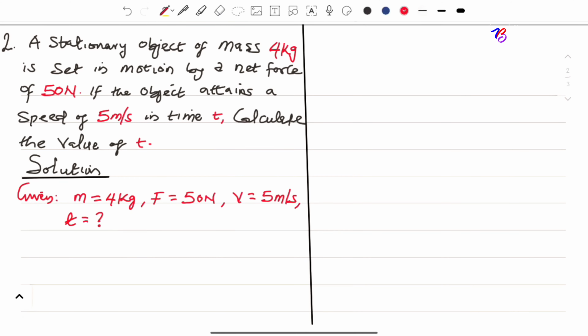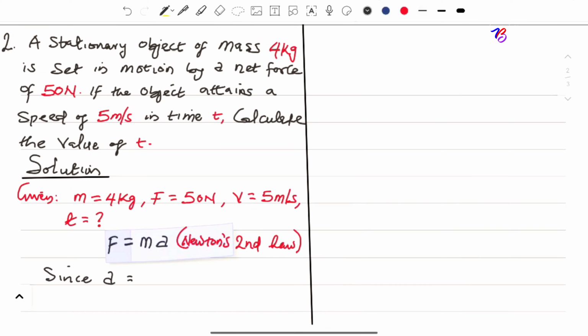Then we know that from Newton's second law, F, which is force, is equal to mass multiplied by acceleration. Then we can expand the acceleration, because we know that acceleration is change in velocity over time. Since a is equal to v over t, then we can substitute.